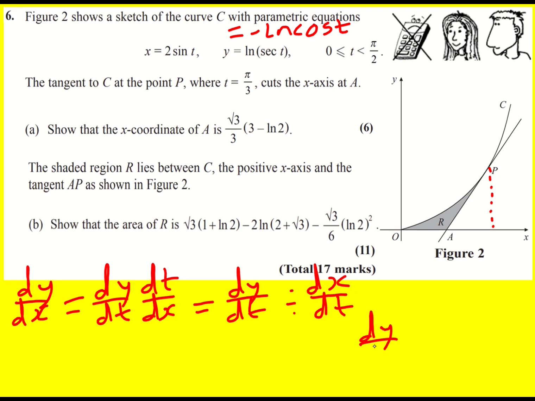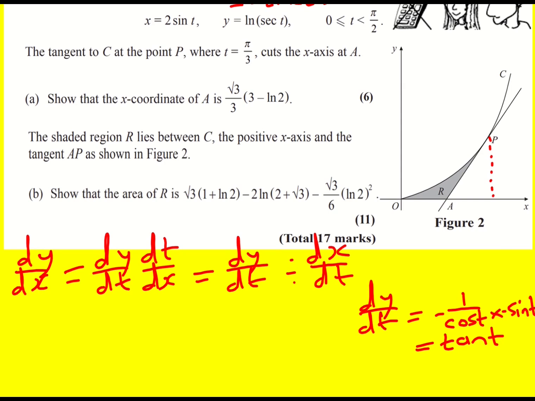So dy by dt is going to be, we're going to need to use the chain rule here. Oh, sorry, I'm doing it on this one, aren't I? So I'm going to get minus 1 over cos t, and then times by the derivative of cos t, which is minus sine t. And actually, I'm going to get sine t over cos t, or tan t. You might have recognized that when you integrate tan t, you get this. You may have spotted that. If not, it's absolutely fine.